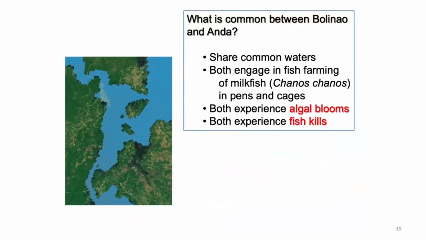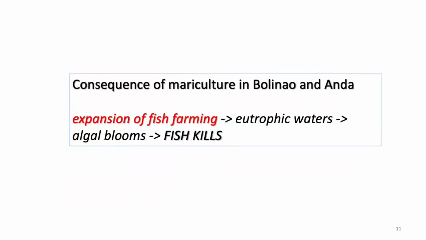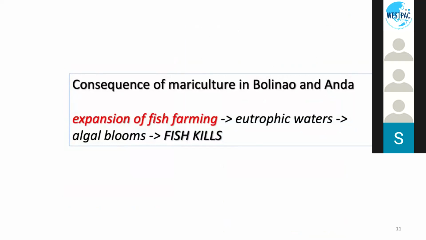Bolinao and Anda are neighbors. These 2 towns share common waters. They both engage in mariculture of milkfish or chanos in fish cages and fish pens, and unfortunately they both experience algal blooms and fish kills. The question is, why is this happening in these 2 towns?